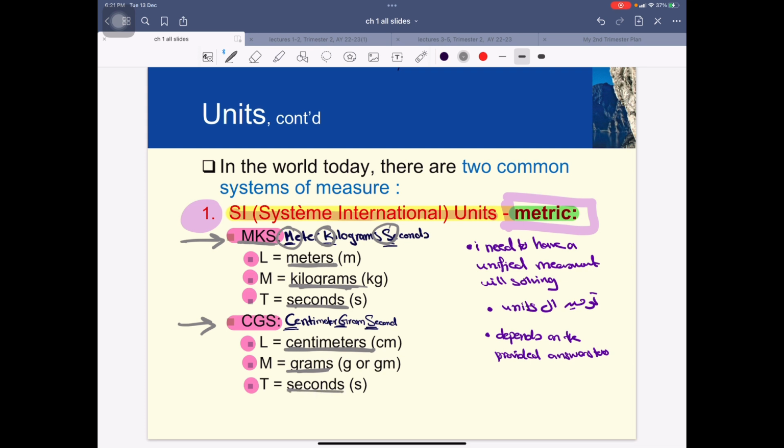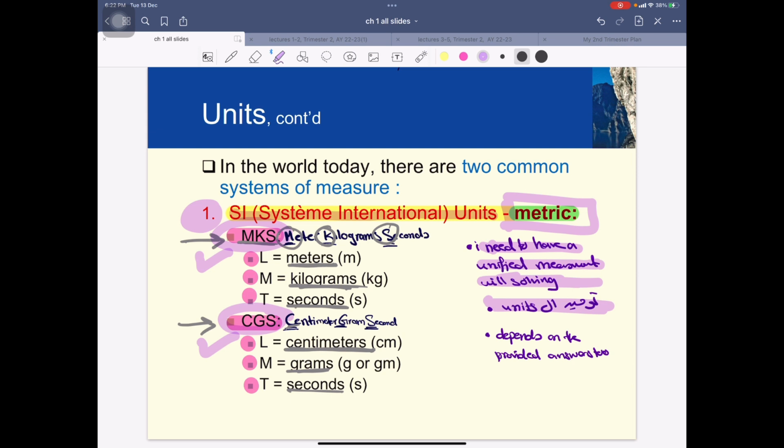However, the main point here, the very important thing I must understand: when I solve a problem or an equation, I need to stick to one system. I either do MKS or CGS while I'm dealing with the numbers. So I need a unified measurement while solving. I must unify the units. If I don't know which unit to unify them to, I can use the answers I have, which will tell me whether the answer wants MKS or CGS.